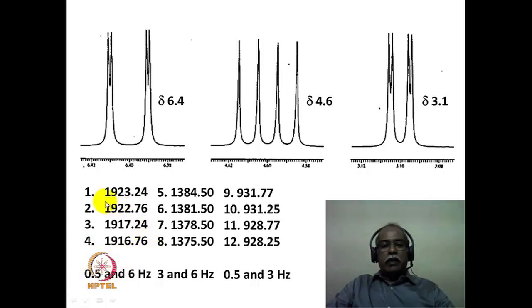Now you take the middle center point of 1 and 2, which would be something like 1922.5 or so. This would be 1916.5 or so. That is the average of 3 and 4 and the average of 1 and 2, and you take the average of the average. That would correspond to something like 6 Hertz in the spectrum. Likewise, you can calculate the gap between these two lines here. That would correspond to something like 6 Hertz.